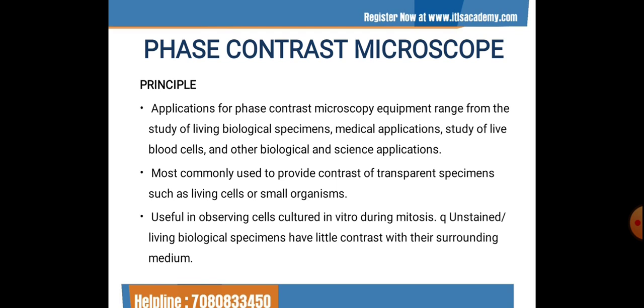Okay, next is the phase contrast microscope. The applications for phase contrast microscopy equipment range from the study of living biological specimens, medical applications, study of live blood cells, and other biological and science applications. It is most commonly used to provide contrast of transparent specimens such as living cells or small organisms, and is useful in observing cells cultured in vitro during mitosis, as unstained living biological specimens have little contrast with their surrounding medium.